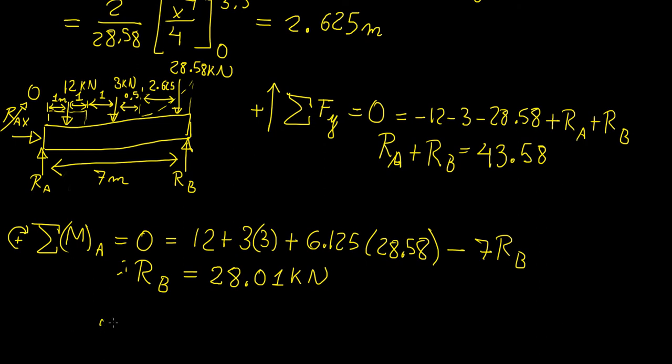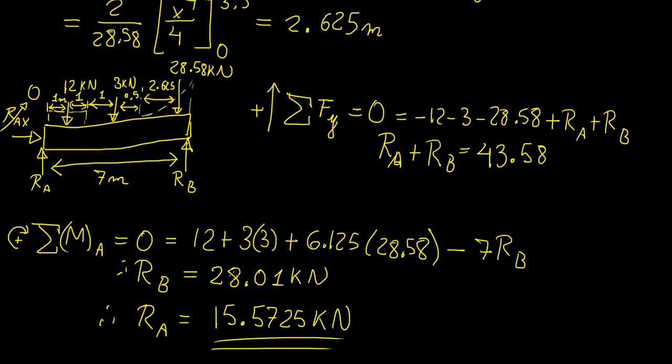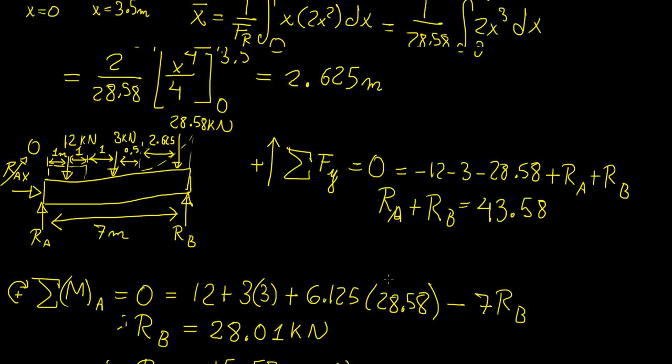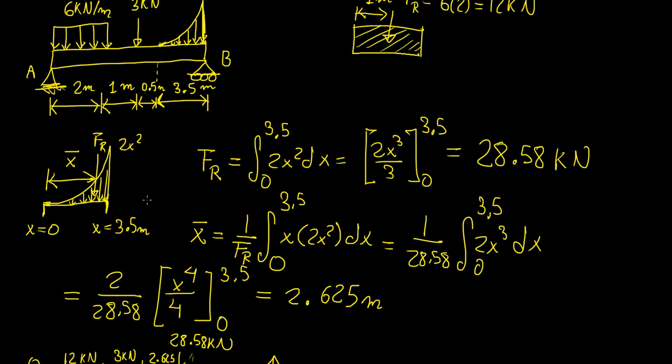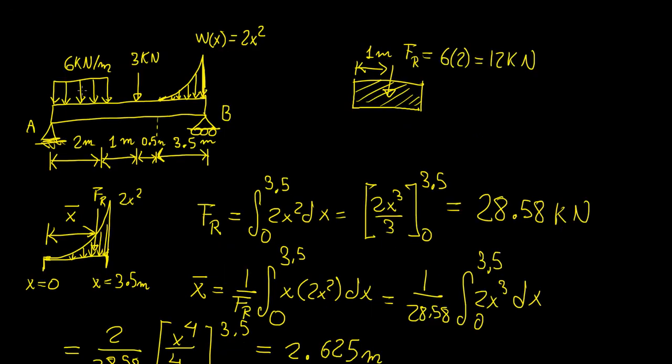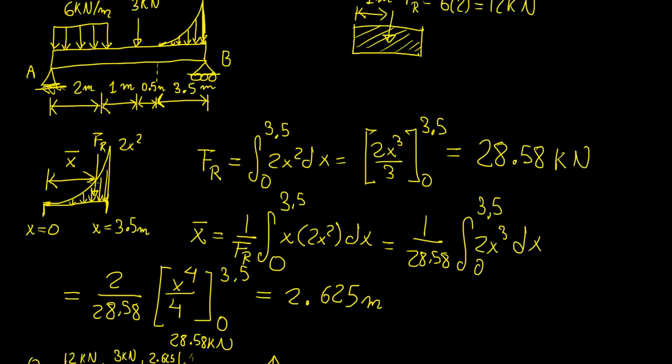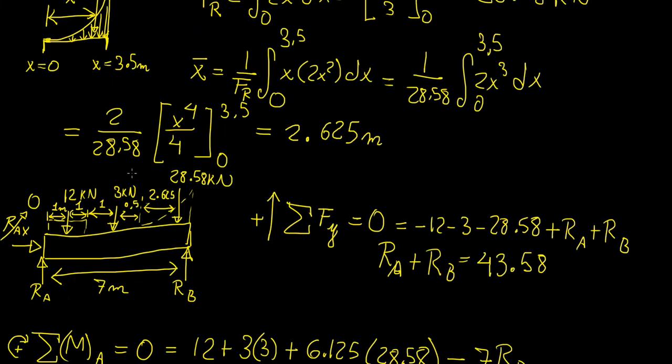And that implies that RA is going to be 43.58 minus 28.01, which is equal to 15.5725 kilonewtons. And those are our two answers. So hopefully this video has helped you understand the concept behind distributed loads and how we can combine them when they're different on the same structure, and we can use those concepts of resultant force and centroid to compute those equivalent forces and moments.